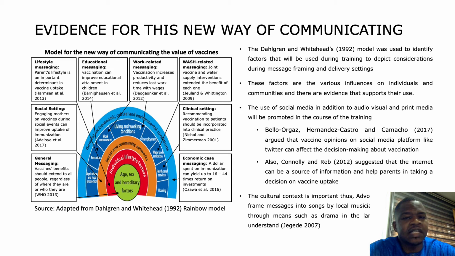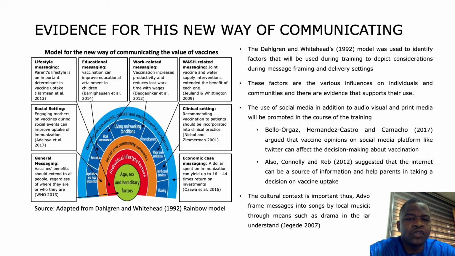Then also another thing is to consider their lifestyle, because their lifestyle is also an important determinant. Then you also frame it considering the education of the child. So for example, if you tell people that vaccination can improve educational attainment in children, and there's evidence around all this, it's not about lack of evidence, but it's about intentionally framing it and passing that message with the consideration of other psychological factors that affect their health, and not just those clinical biomedical factors.